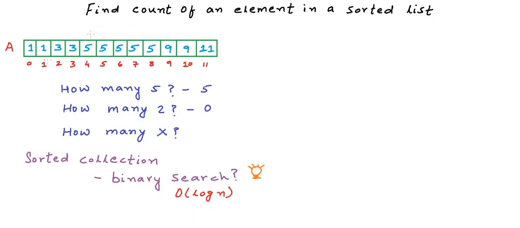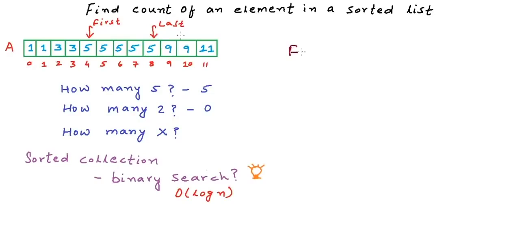Okay, so we can use one variant of binary search to find out the first occurrence of an element in the array, and we can use another variation of binary search to find out the last occurrence. And if we know the last and the first index at which the element occurs, then we also know the count of it in the array.